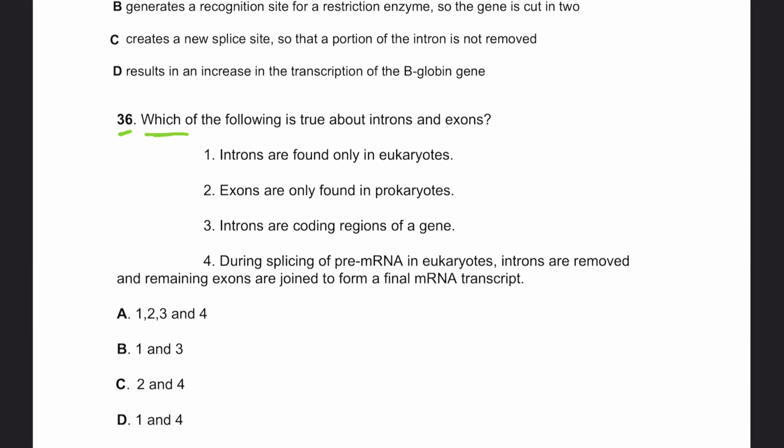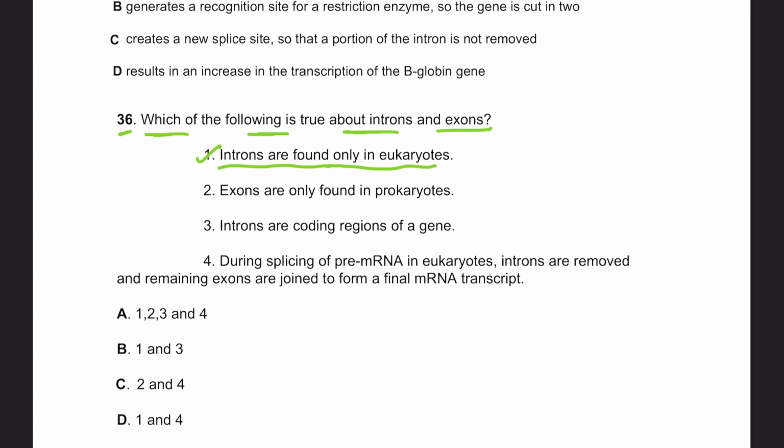Which of the following is true about introns and exons? Introns are found only in eukaryotes. Guys, is this true? Yes. Always remember this point, that introns are only found in eukaryotes. However, exons are found in both eukaryotes and prokaryotes.